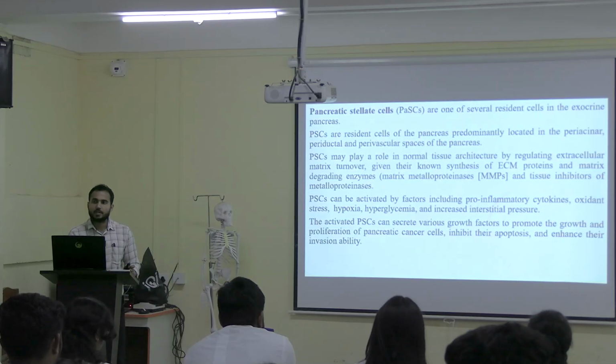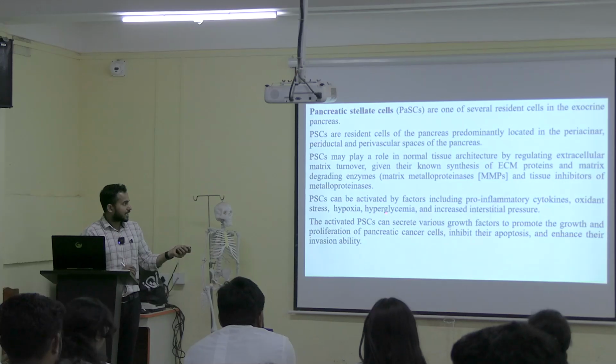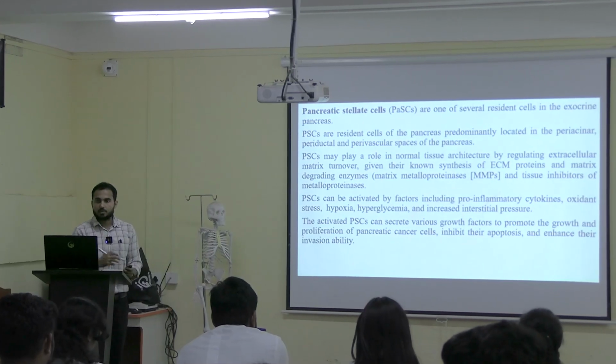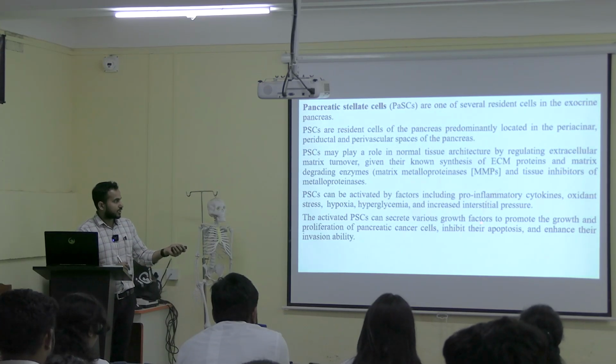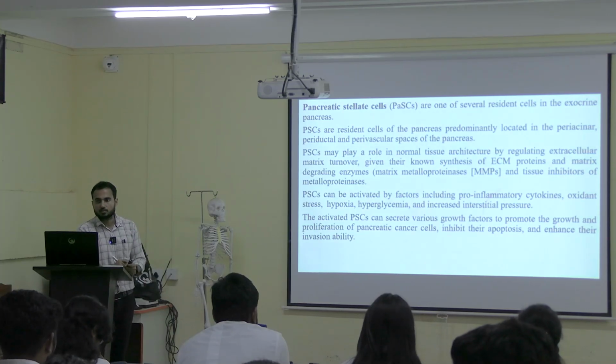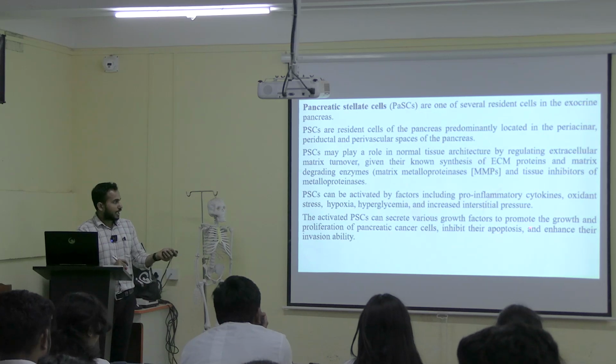Now, there are some cases where this particular cell gets activated. It gets activated, for example, when oxidative stress is there, increased interstitial pressure, hypoxia, hyperglycemia. During these conditions, the cell gets activated. Now, when the cell gets activated, what will happen? At that time various growth factors will be there to promote the growth and proliferation of pancreatic cancer cells. So what will it do? It will promote the growth and proliferation of the pancreatic cancer cells, inhibit apoptosis and enhance their invasion ability.